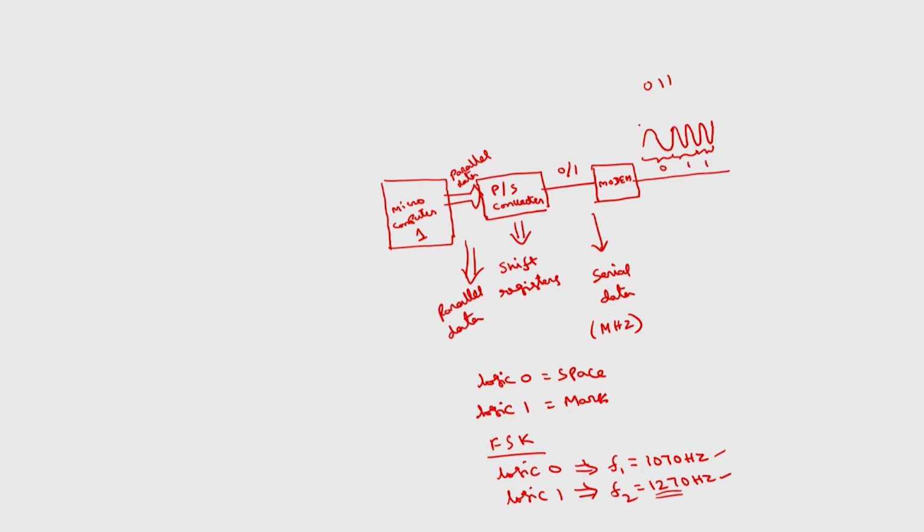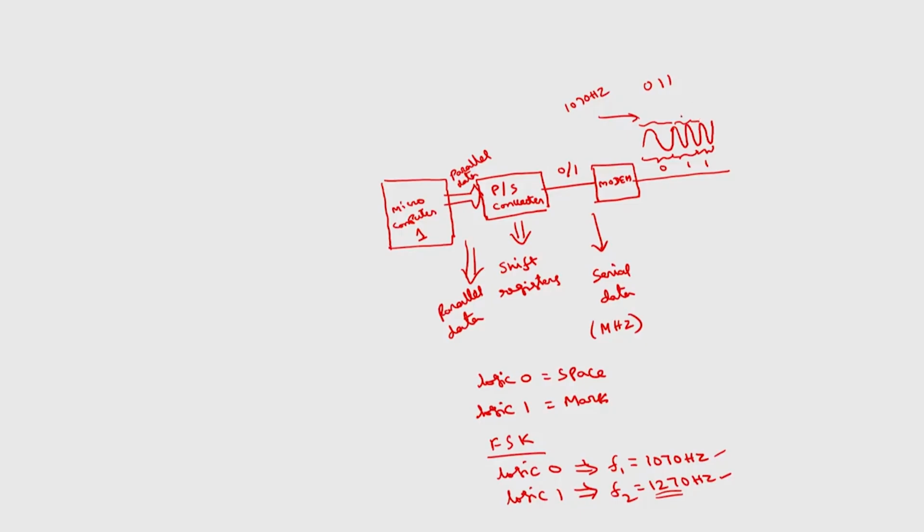This particular portion corresponds to the 1070 Hz signal, which is low frequency, so the time period is more, and this signal corresponds to the 1270 Hz signal, where frequency is more and time period is less. Now this will be connected to another modem at the receiver. This is the transmitter part, from here to here is the transmitter, and this is the channel. The channel will be the telephone line.